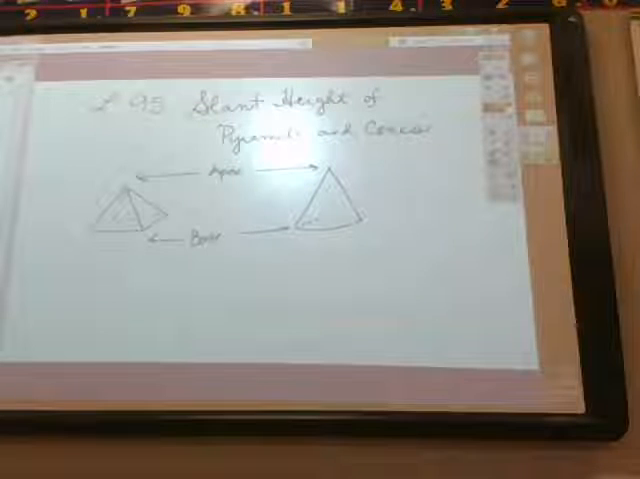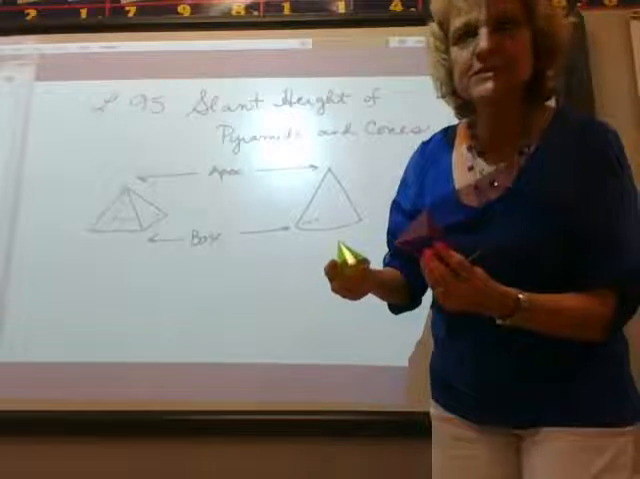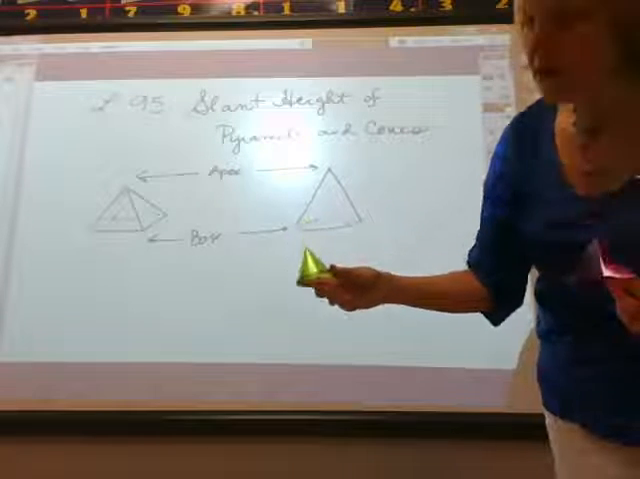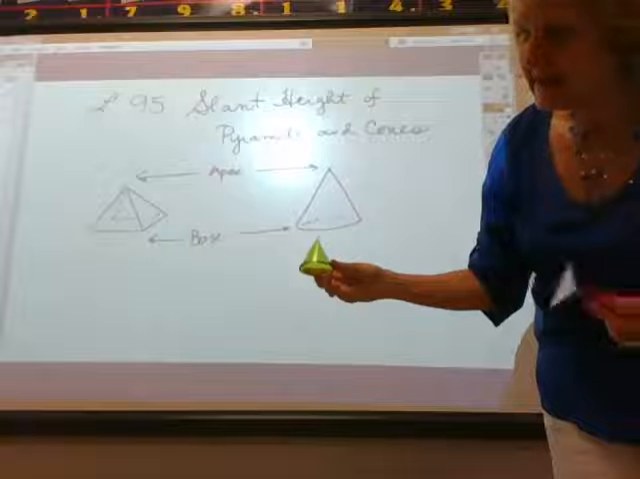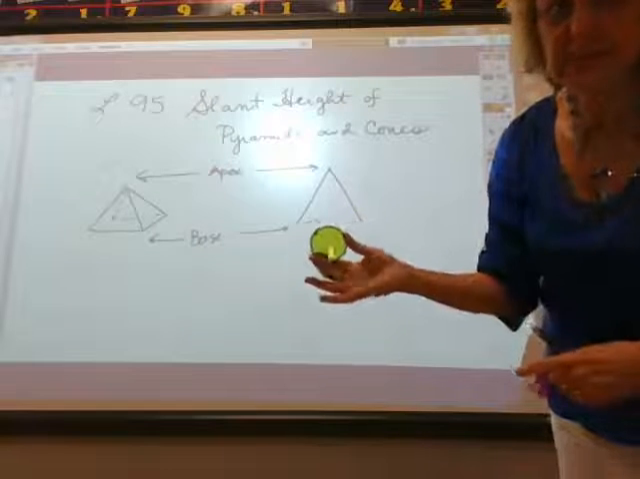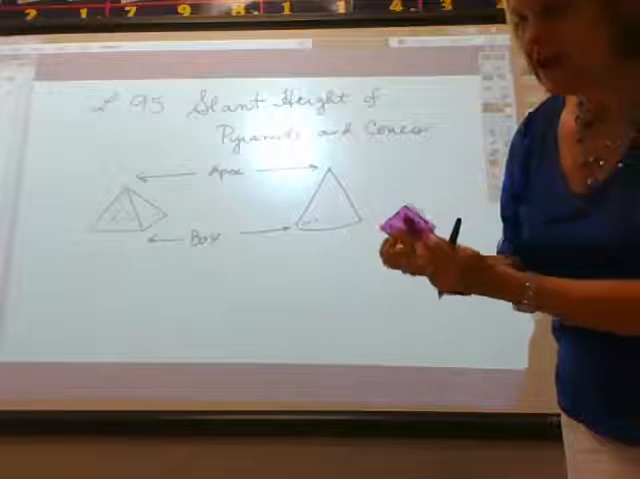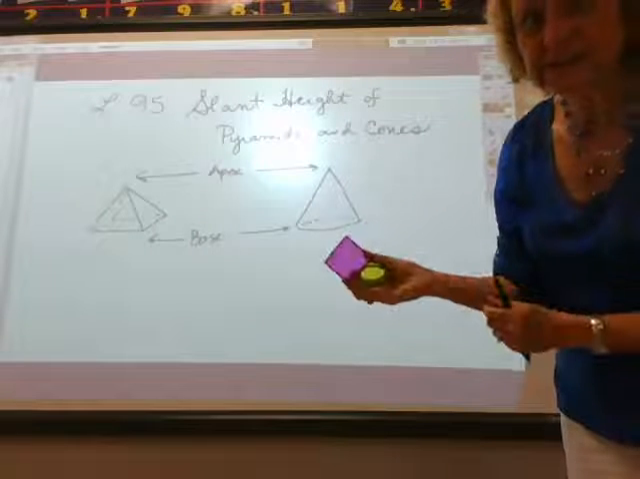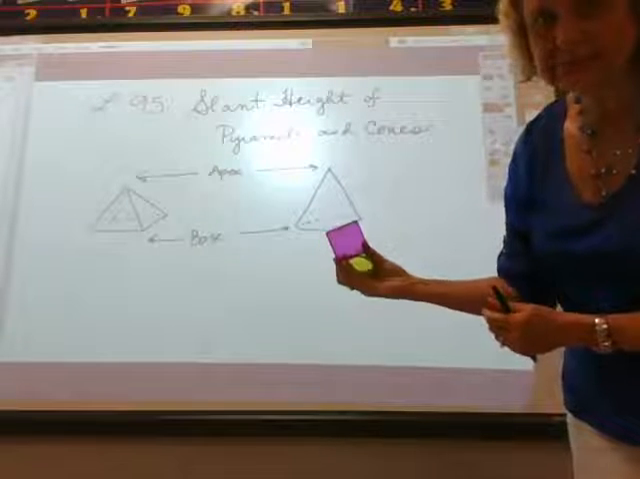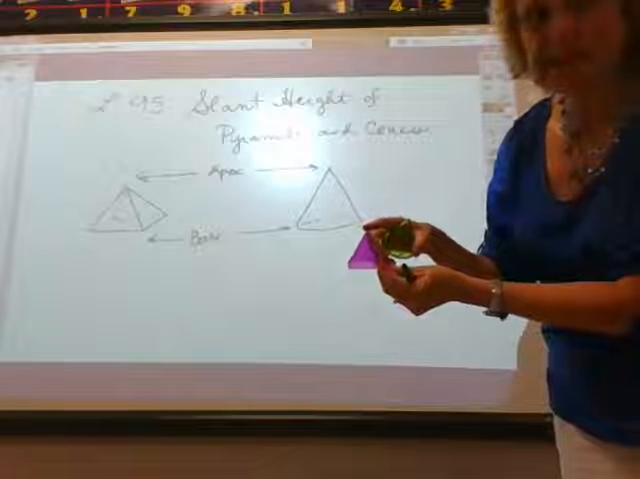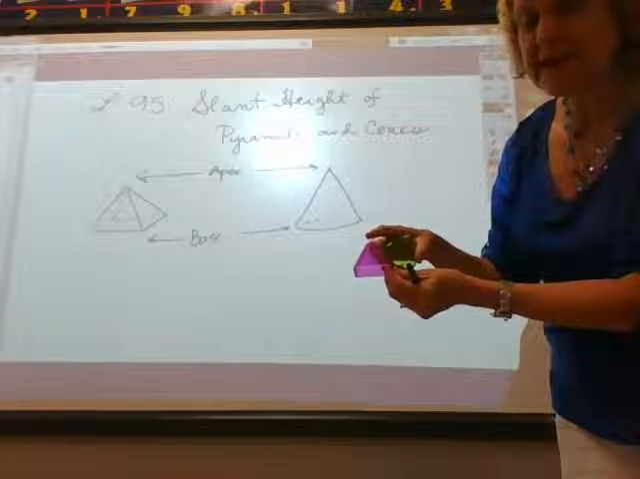So here I have my little figures that I love to bring out. First of all, we have a cone. The base is the circle, and the apex is the highest point. On this pyramid we have a square base, and the highest point being the apex.